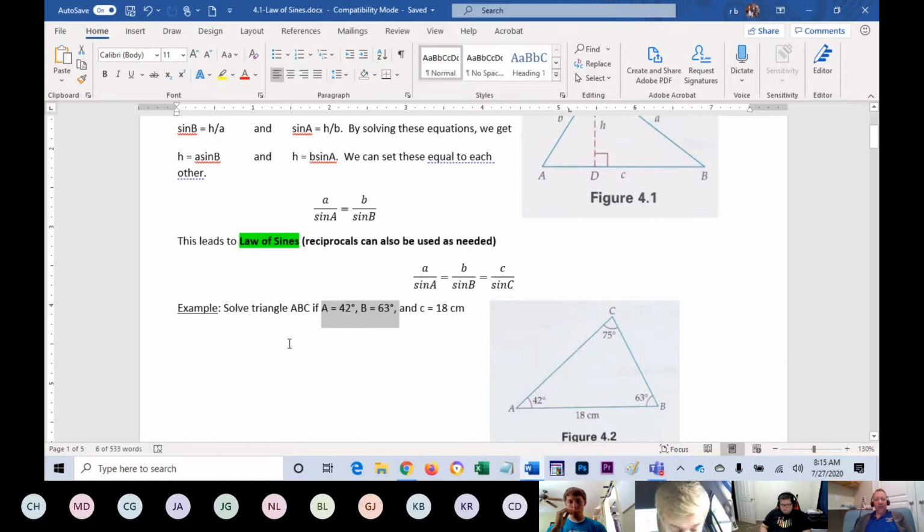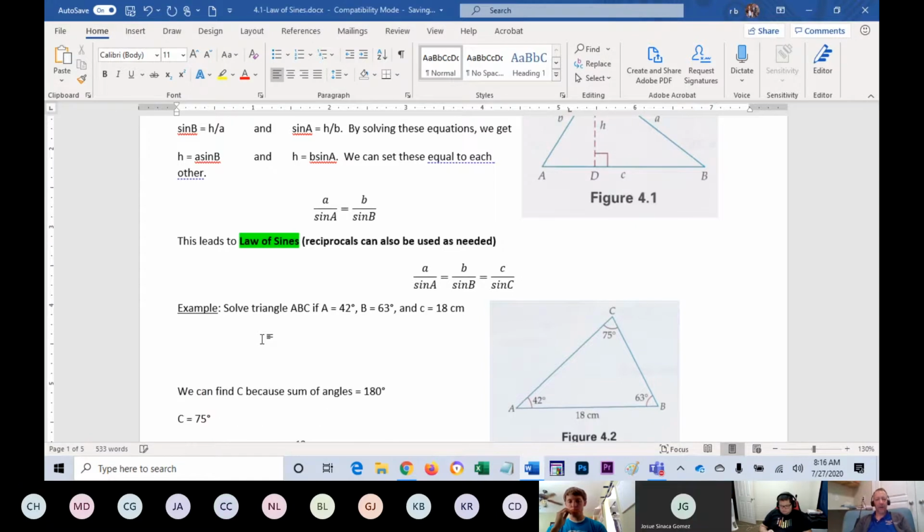So now that we've got that, the sum of the angles of a triangle is 180 degrees, so angle C is 75. We've got all three angles. Now we need to find the other two sides.